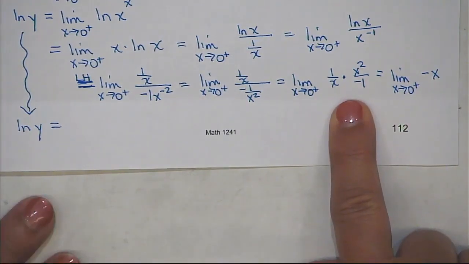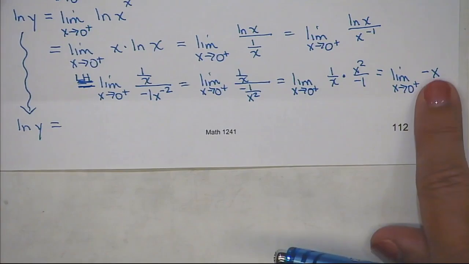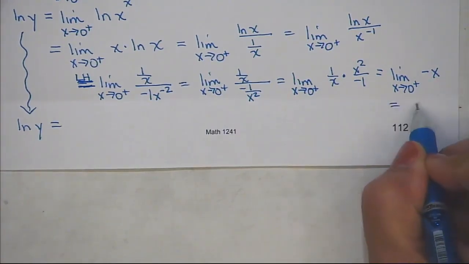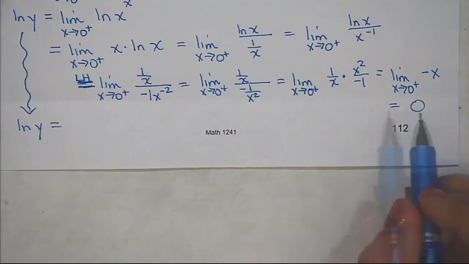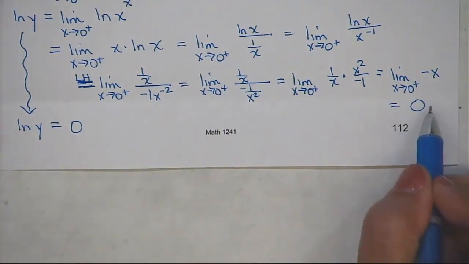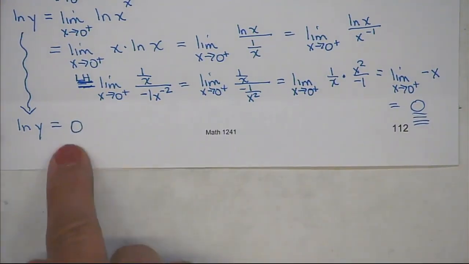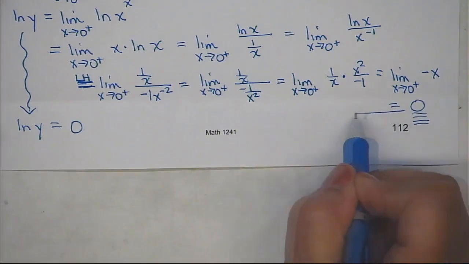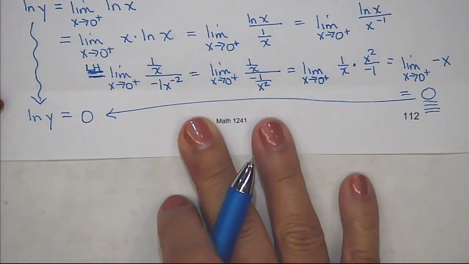All right, so if you get negative x and you're plugging in getting really close to 0, you're going to get really close to 0. So the limit of that is 0, right? So you're not going to circle that. That's not your answer. The natural log of y equals 0. So you have to take your answer and put it back over here. Now we can finish the problem.